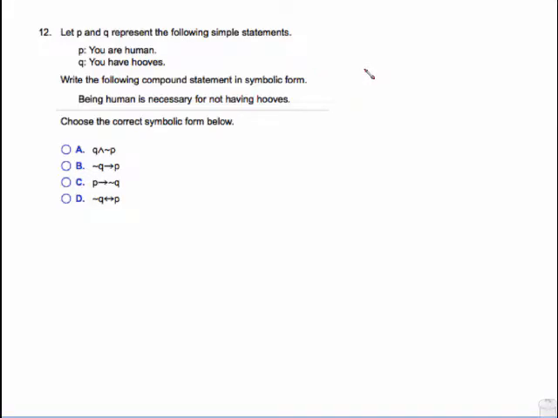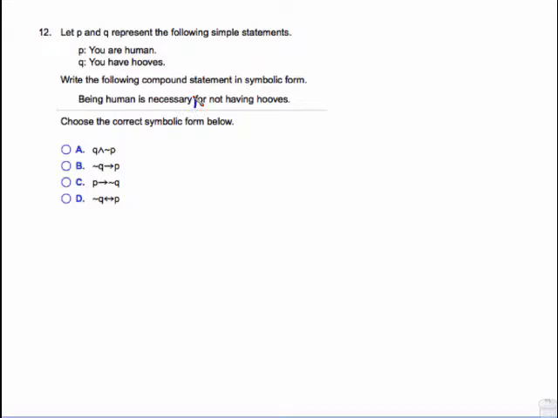This is section 3.2, part 2. Let P and Q represent the following simple statements. P is you are human, Q is you do not have hooves. Write the following compound statement in symbolic form. Being human is necessary for not having hooves.